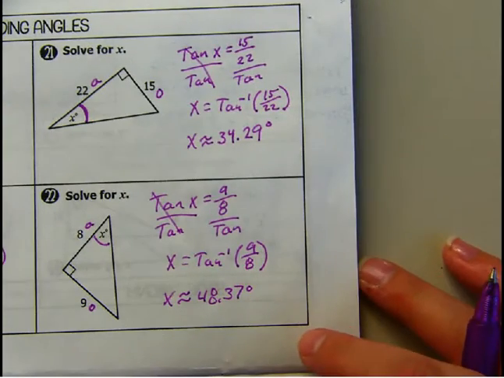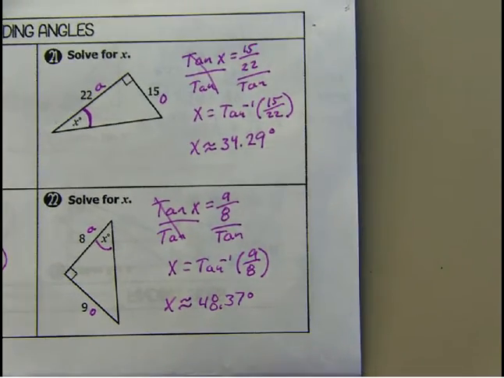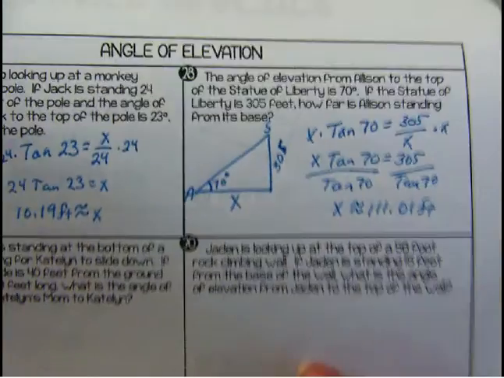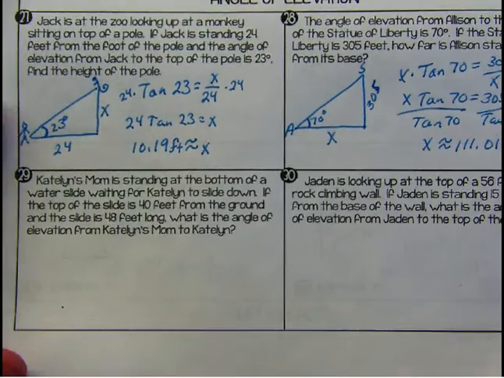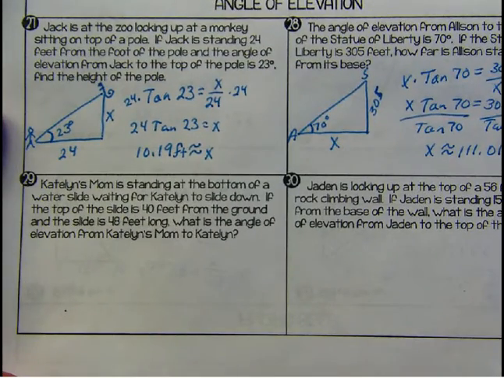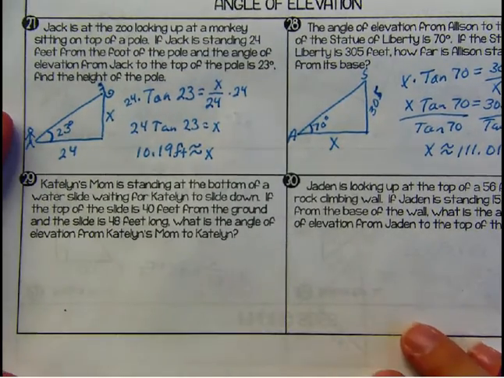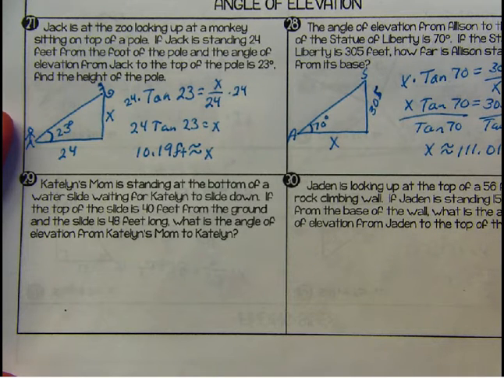So then the last piece that we have is a couple of word problems. So if you want to go ahead and turn the page, we're going to start with our angle of elevation problem, so number 29. So this one says Caitlin's mom is standing at the bottom of a water slide waiting for Caitlin to slide down. If the top of the slide is 40 feet from the ground and the slide is 48 feet long, what is the angle of elevation from Caitlin's mom to Caitlin?